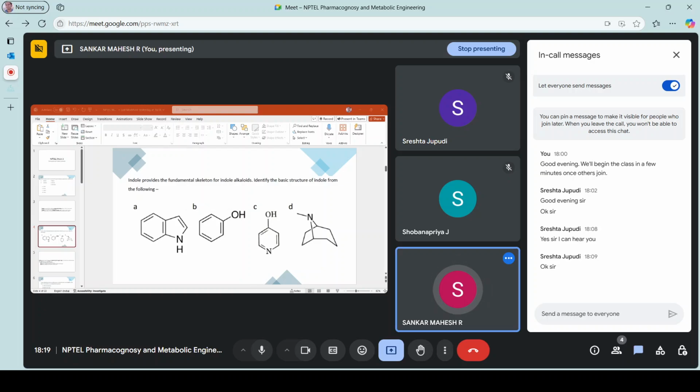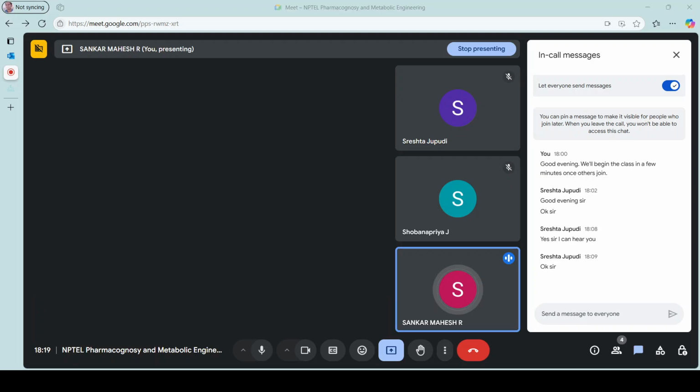Okay, so here, there are four different kinds of structures given. You might be familiar with option B. It has a benzene ring with an OH group. This is called phenol. This might also be familiar. This has two rings with an NH here, and it's present in nucleotides. So you can try thinking about this. Whereas options C and D are something that you might not have studied earlier.